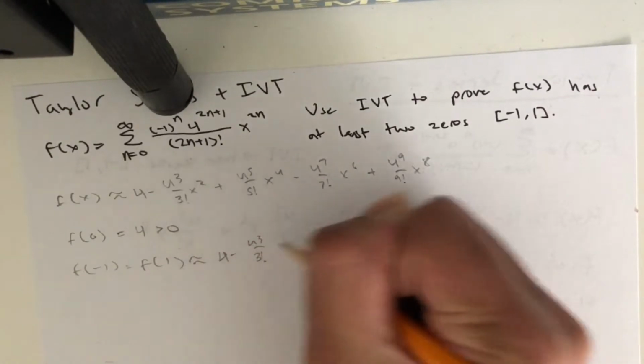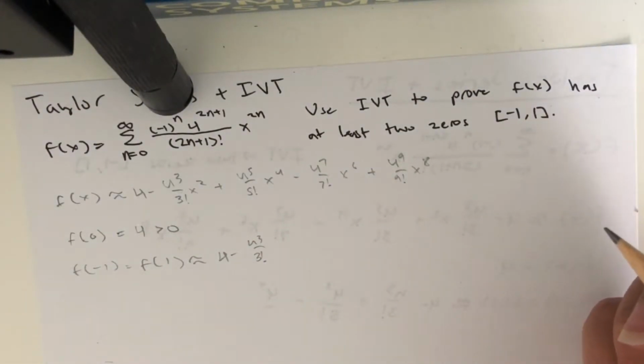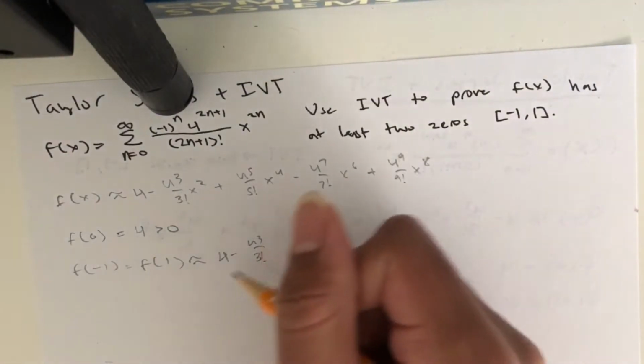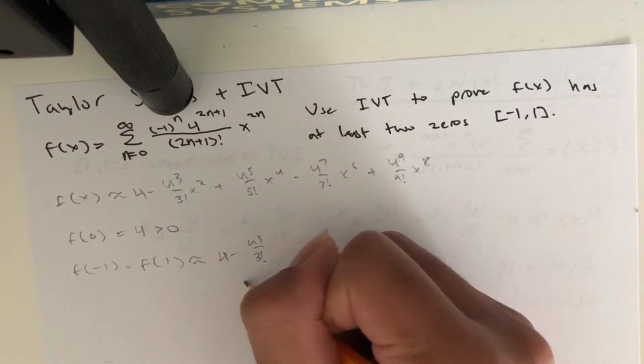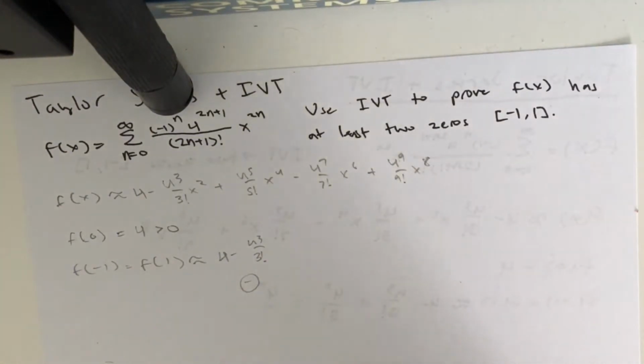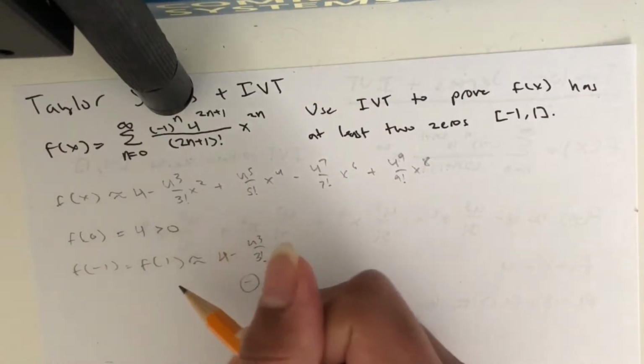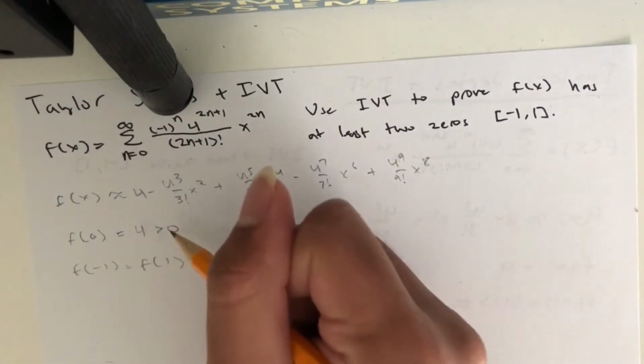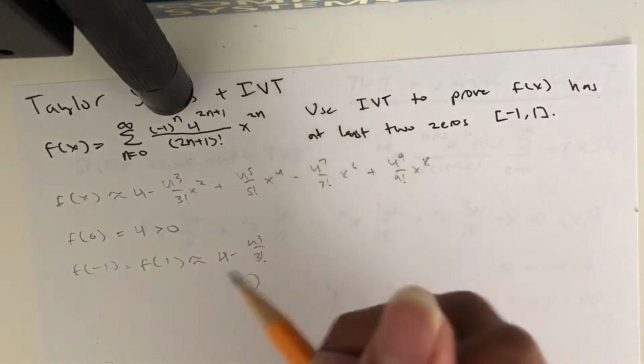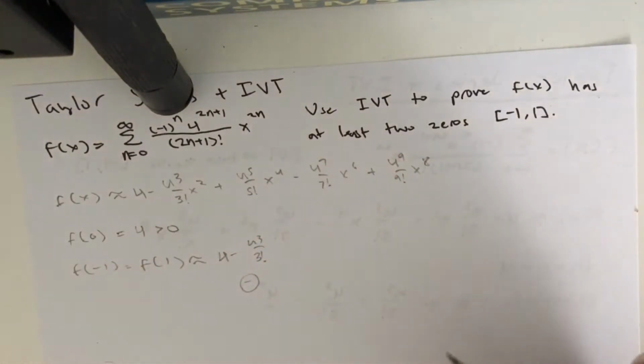3 factorial, etc. One common mistake would be forgetting to incorporate the alternating series error, and when you only do the first two terms, you realize that this is a negative number, and that's what you want. You want to prove that f of -1 and f of 1 are negative, because f of 0 is positive. Therefore, that means there has to be a 0 between -1 and 0.